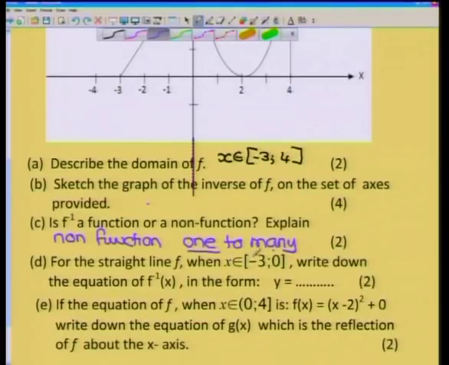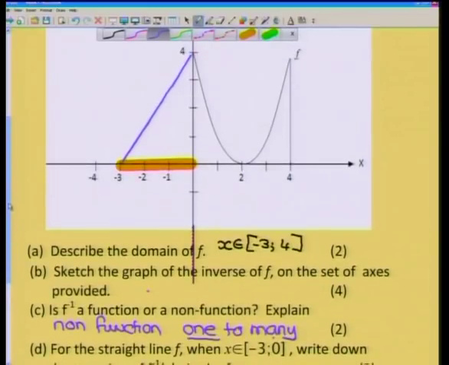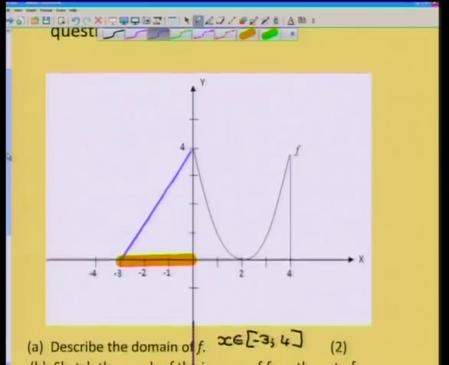Right, now in this part D, it says for the straight line f, when x is an element from -3 to 0, write down the equation of f to the -1 of x in the form y equals. Now remember, I said to you, it's quite important we know to write it in y form. They don't always ask it, but most times they do. So what are we interested in? We're interested only in this portion of the graph, and in particular, this line. So we need to go and find the equation.